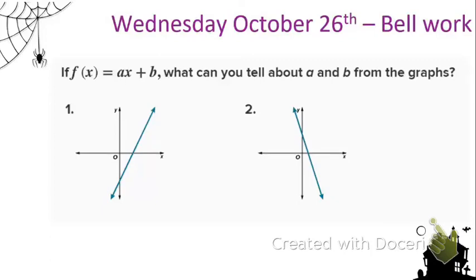For our bell work, we've got two lines, and the equation for a line is y equals mx plus b, but we're using a. So a is the slope. Let's talk about the slope first. What do we notice about the slope? What's one thing that you can tell me about the slope of this graph? Positive. It's positive. Good. Let's write that down. We know a, which is our slope, is positive.